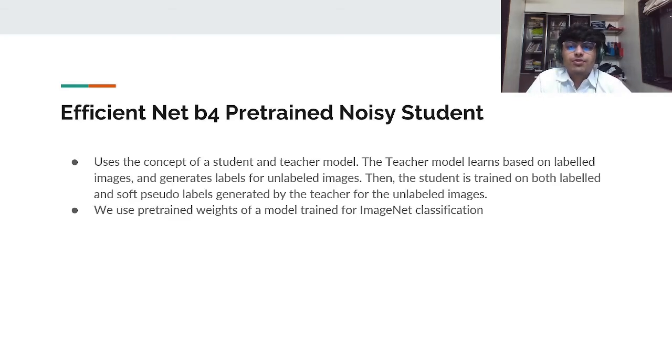So the B4 was retrained with Noisy Student. Noisy Student uses the concept of a teacher and student model, where the teacher model learns to classify based on labeled images and generates labels for unlabeled images, and then the student is trained on both the labeled images and soft pseudo labels based on the teacher. So the intuition is that the student should outperform the teacher, and this process can be iterated to improve the student's performance. We use the pre-trained weights from ImageNet classification.